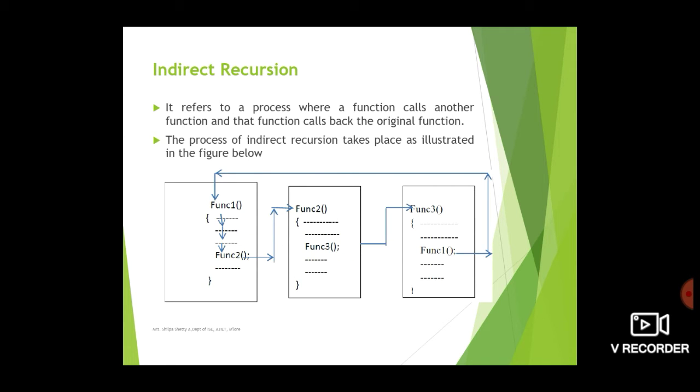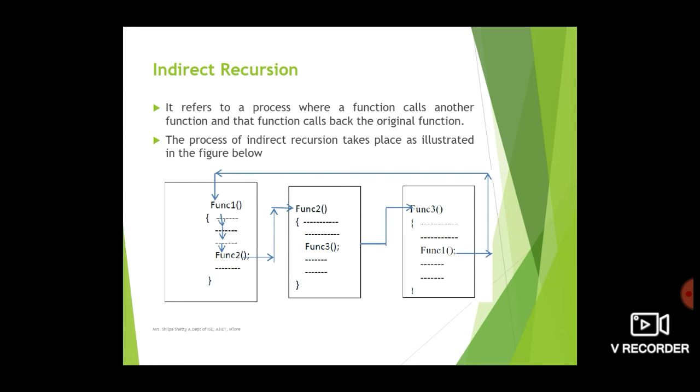The next type of recursion that we have is indirect recursion. It refers to a process where a function calls another function and that function calls back the original function. Something like A calls B, B calls C, and C again calls A. Again, it's a continuous process. This type of recursion is called indirect recursion. The function is not directly calling itself, but it will call another function, and that function might call this function again. The process takes place as shown in the figure here.